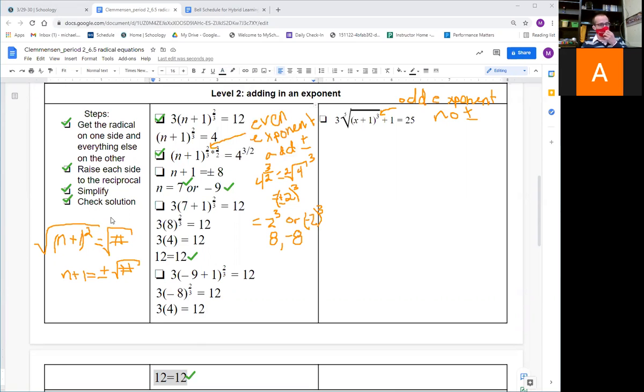Are there any questions on the first level 2 problem before we move on to the second level 2 problem? Anybody have any confusion on it? Are you confused about any part? Want me to go over it? Anything at all?